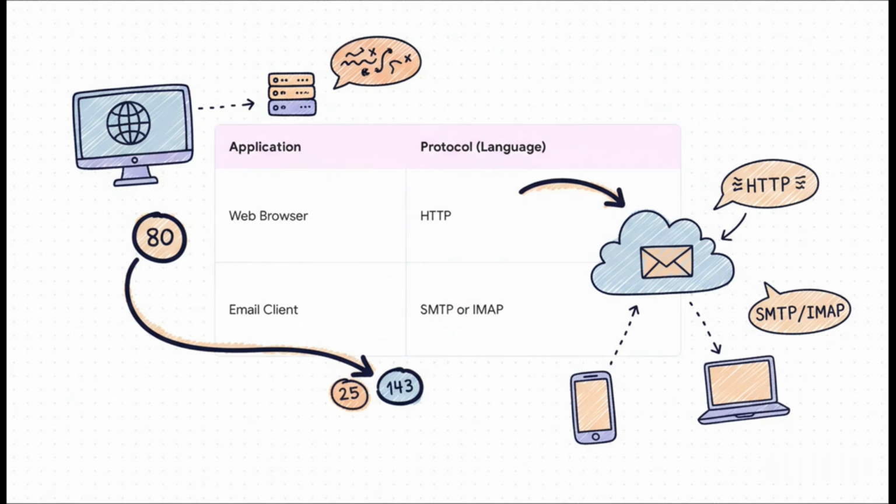So, for example, when your web browser gets data delivered to port 80, it's expecting that data to be speaking the language of HTTP. That's Hypertext Transfer Protocol. And when your email client gets a delivery, it's ready to hear the language of SMTP or IMAP. Different apps, different languages. It's that simple.